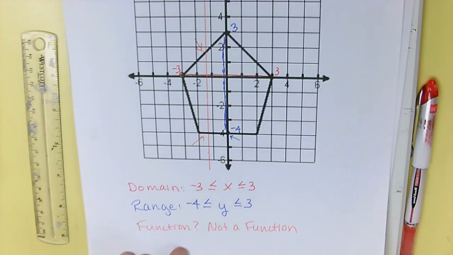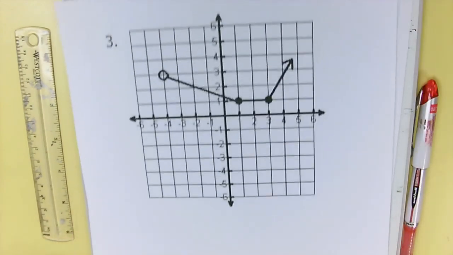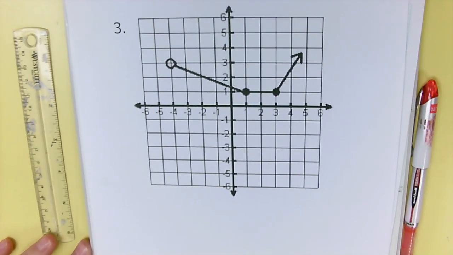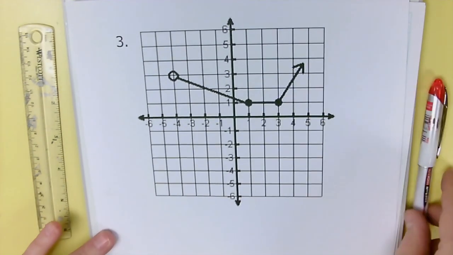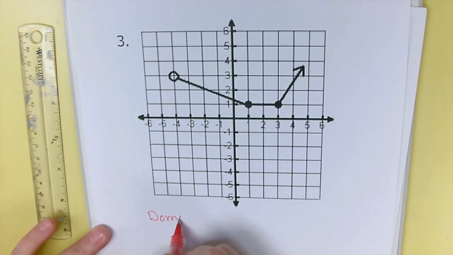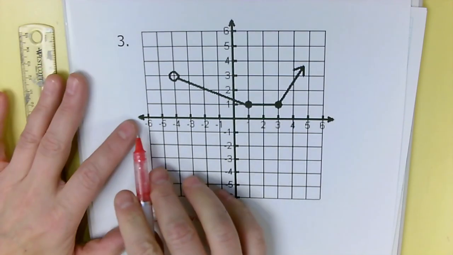All right, let's look at number 3. And we might not make it through all of these, and that's okay. Okay, number 3, we're going to start with domain. So start with your lowest x.